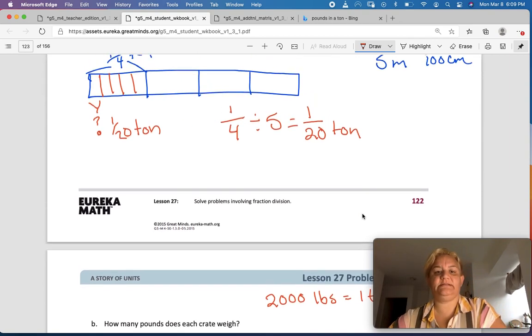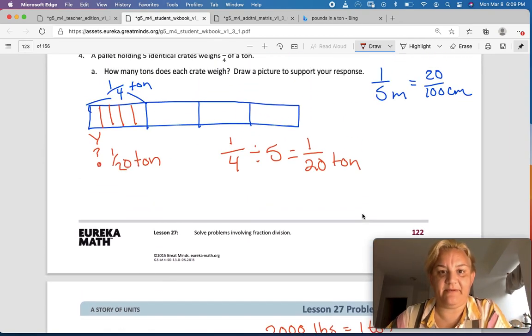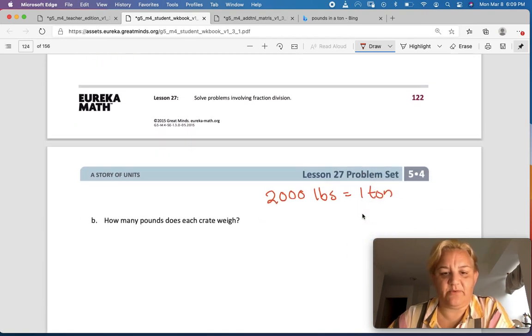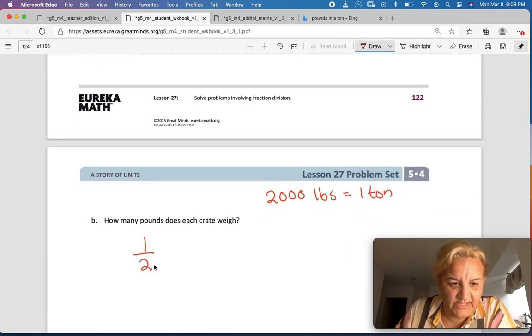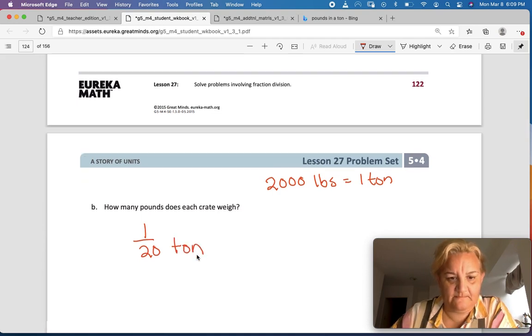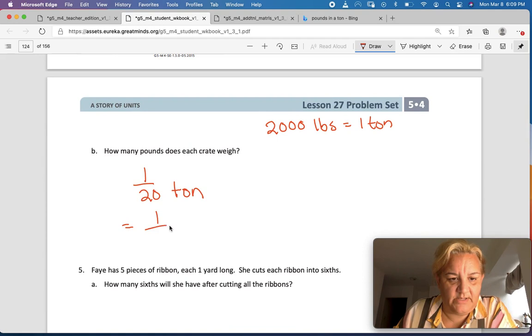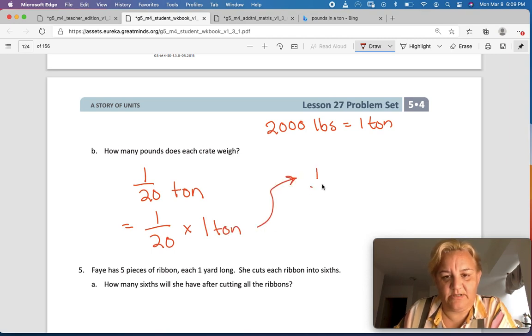And unless you are dealing with imports and exports, you might not have that memorized. Okay, how many tons does each crate weigh? We said 1/20th of a ton. How many pounds does each crate weigh? Well, 1/20th of a ton equals 1/20th times 1 ton. And I can just go up here and say 1/20th times 2,000 pounds, because 1 ton equals 2,000 pounds. So I'm just swapping out those numbers because they mean the same thing.